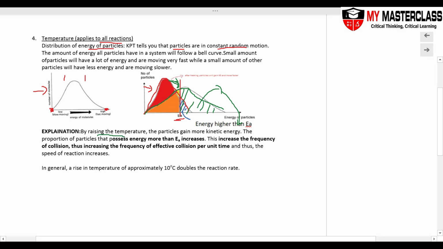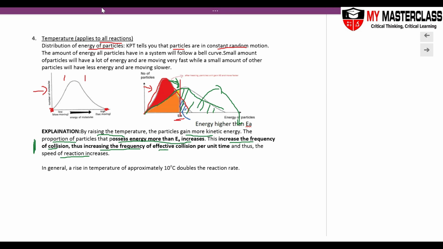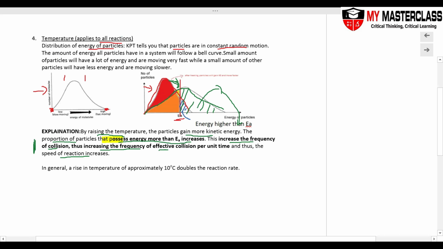If I raise the temperature, the particles will gain more kinetic energy. The proportion of particles that possess energy more than the activation energy increases. The green part increases. So this increases the frequency of collision, increases the frequency of effective collision, and increases the speed of reaction. If I'm using temperature to explain why increased temperature increases the speed of reaction, this is the explanation I write. The key points are those that I highlight in yellow.